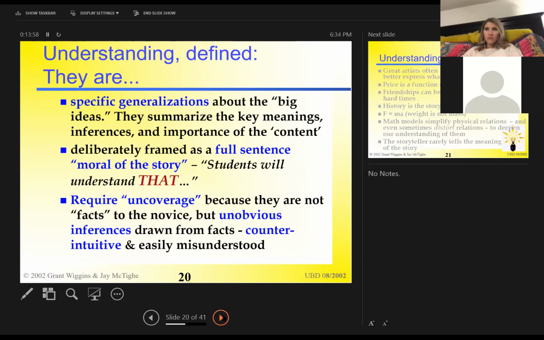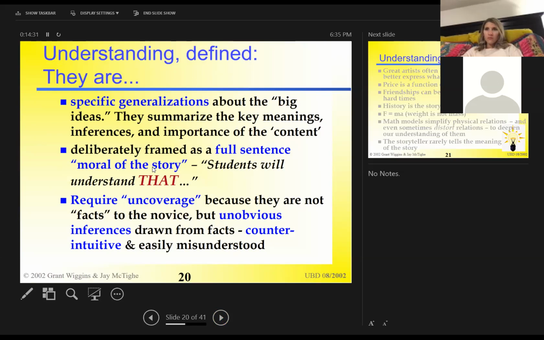go. Okay, so sometimes it may be specific. Sometimes it may be, like I said, a full sentence. Sometimes it may be to uncover something. So for example, if you want them to have a specific generalization about that big idea, they may summarize key meanings, inferences, and why this content's important. If you want them to really get what they call the moral of the story, students will need to understand that. So right there is the beginning of a great learning objective.